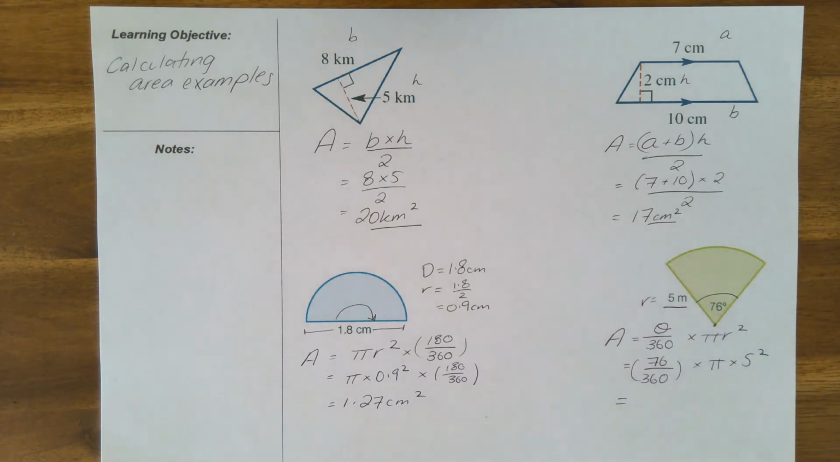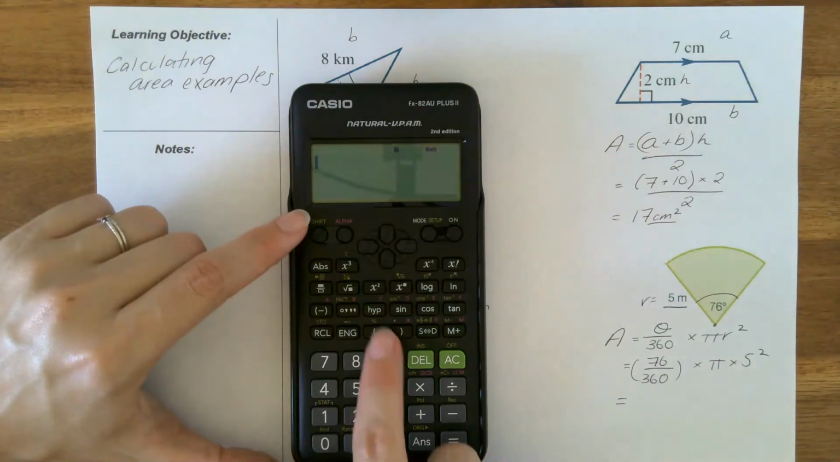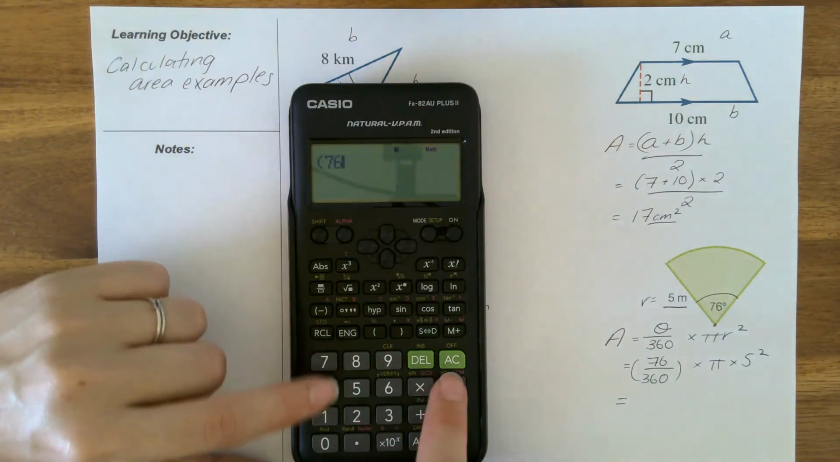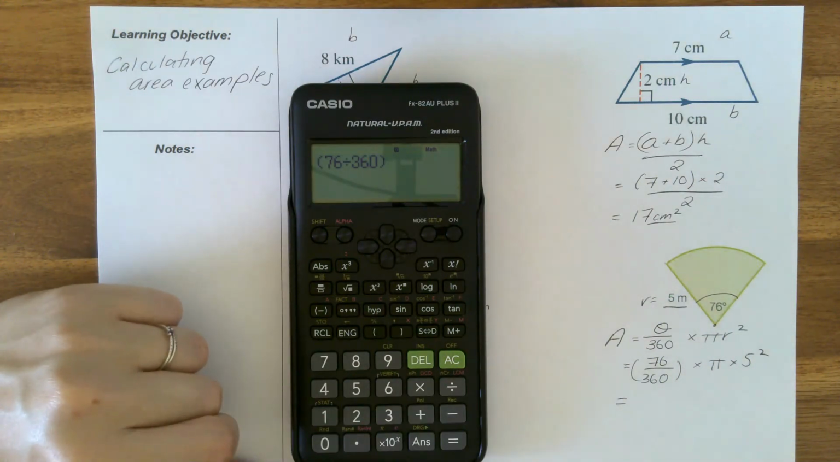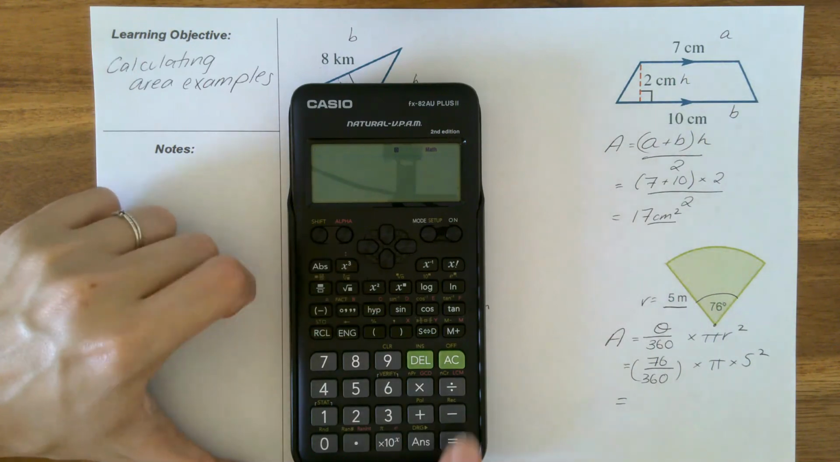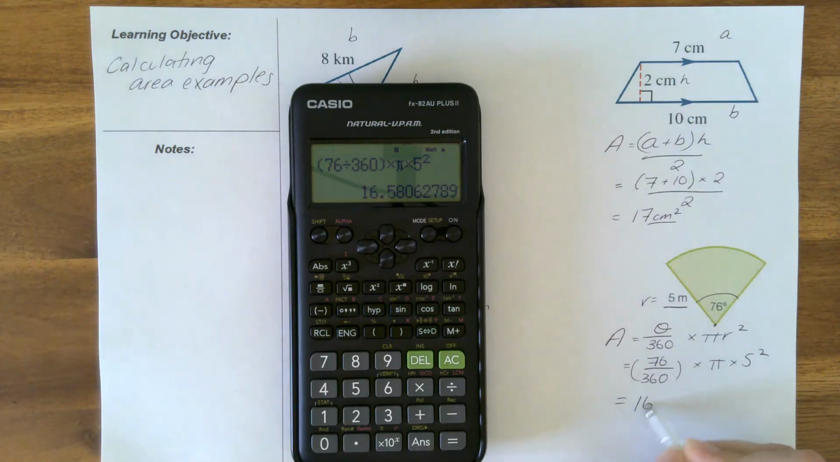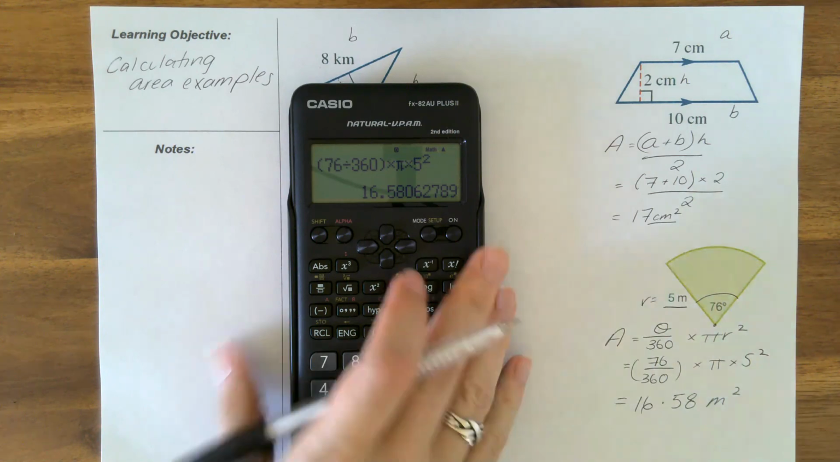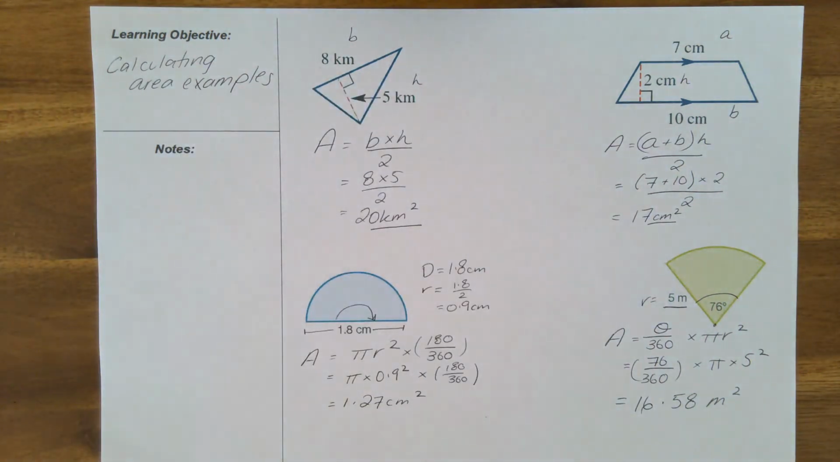Again, make sure your calculator is out and ready. Your brackets, we've got 76 divided by 360 multiplied by pi multiplied by 5 squared. So our answer here is 0.58 square meters.